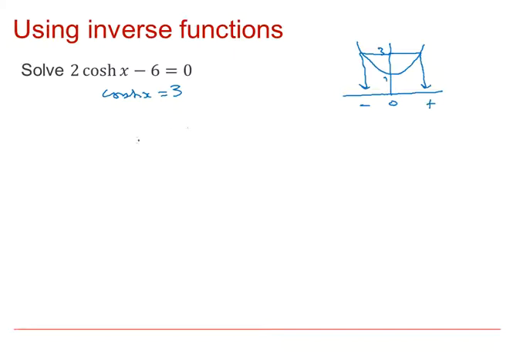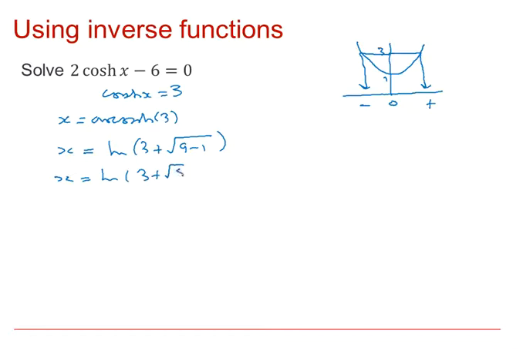So if cosh x equals 3, then x is arcosh of 3, and using the logarithmic form of arcosh, x is the ln of 3 plus the square root of 3 squared minus 1. So x is ln of 3 plus root 8. However, we know that there must be a negative answer as well. So we could get that by using the previously dismissed version of the logarithmic form.